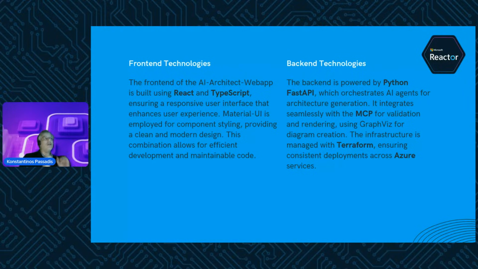There is also another service, the MCP service, our custom MCP server that helps the agent validate the diagram and drives the agent in the correct direction for the selection of services and the selection of icons. It's using, of course, GraphViz and the diagrams library from Python in order to create this diagram with code in the background.